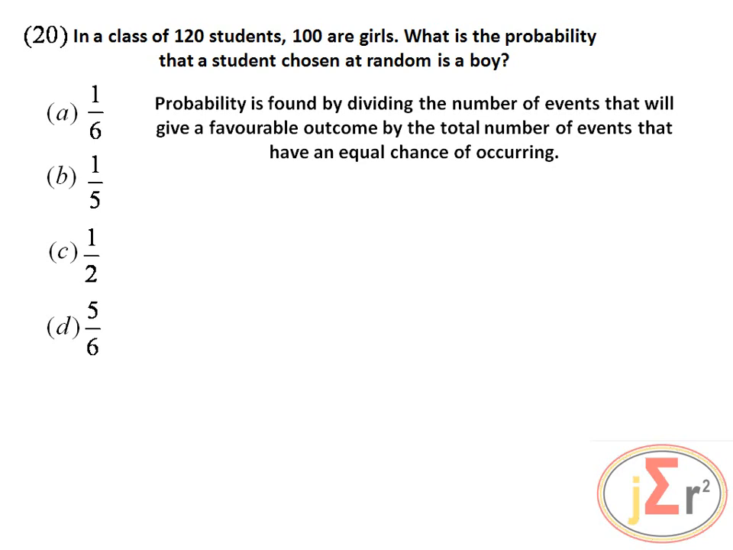What is the probability that a student chosen at random is a boy? Therefore, we need the number of boys. Any boy will give a favorable outcome. But how many boys do we have? That number, in the end, will have to be divided by the total number of events, or the total number, in this particular case, of students.